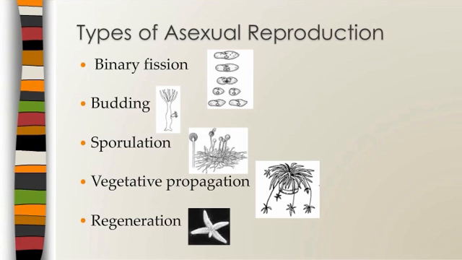The last type of asexual reproduction is regeneration. Regeneration occurs when an organism is able to regrow lost parts. The picture shown is a starfish, which has lost a leg, and the leg is regrowing. There are also worms that, when cut in half, can grow into new worms. Regeneration, again, is possible because of cell division called mitosis.